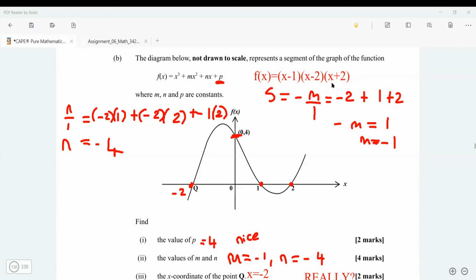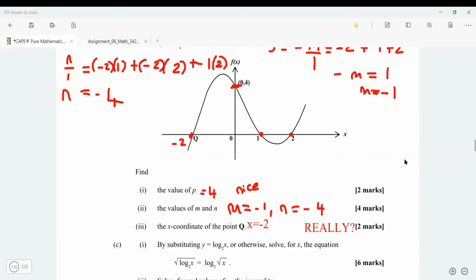Yes, sir. So now if we have x plus 2 here, then that means x equals -2 would be the root, don't it? Okay, understand. Nice, because if we set it equal to 0, we get x to be -2. Cool with this? Yes, sir, understand.